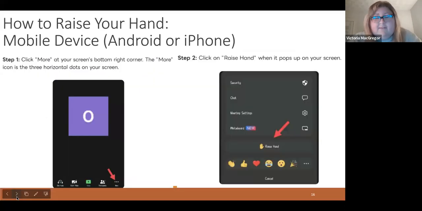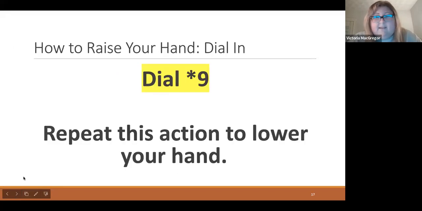If you're tuning in tonight through an Android or iPhone, you can do this by going to the bottom right corner, the ellipses there, and then once you select that, there's a raise hand option. If you are dialing in tonight to join us, please dial *9, which will raise your hand, and to lower your hand, just repeat *9.